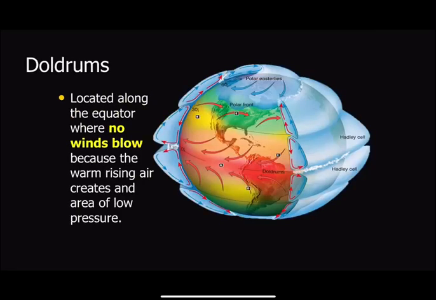Now let's notice the doldrums. You'll notice the doldrums located along the equator. Do you see where it is on this globe? Located along the equator where no winds blow, because the warm rising air creates an area of low pressure. You need to be careful about getting caught in a doldrum. If a sailor gets caught here, it will take forever for them to reach their destination.